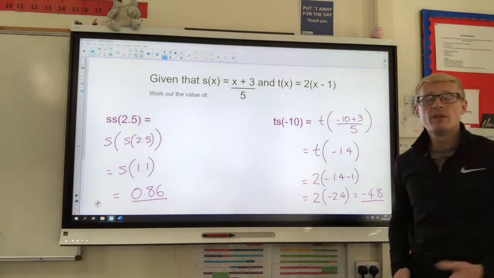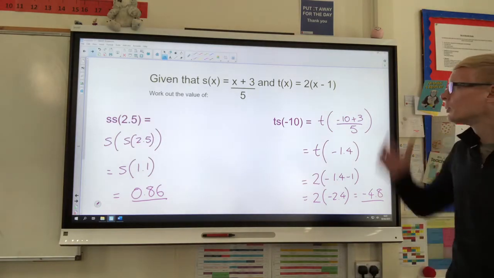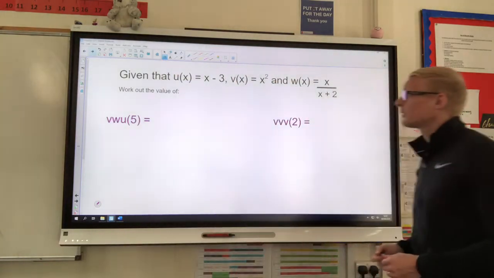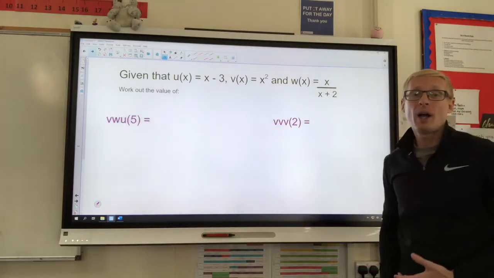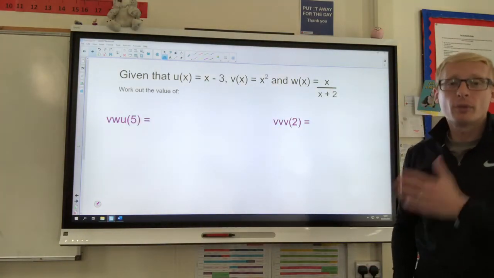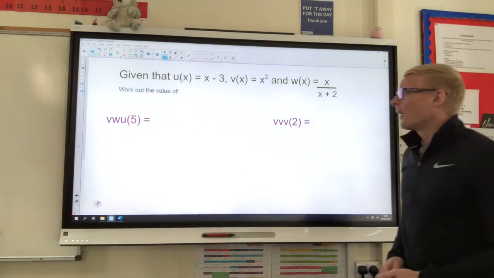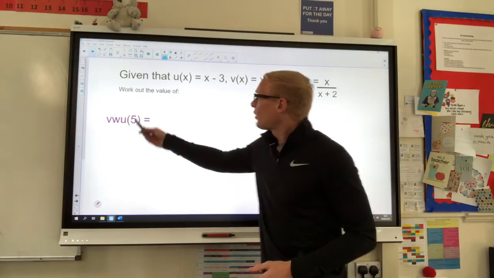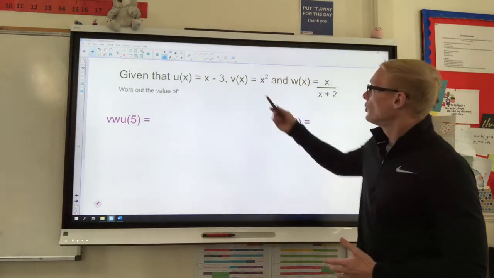So again, I'd like you to pause the video and copy down these examples. I've got one more example, which looks like this. Now, very occasionally, you will have to do a composite function where you've got 3 functions. It doesn't come up that often, but it has come up before. So U of 5, first of all. So I'd be looking to do U of 5.